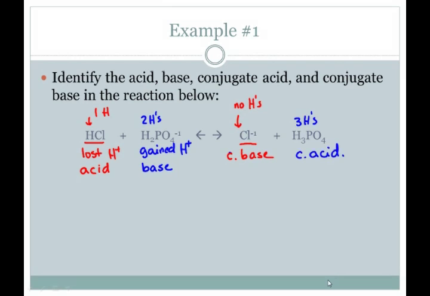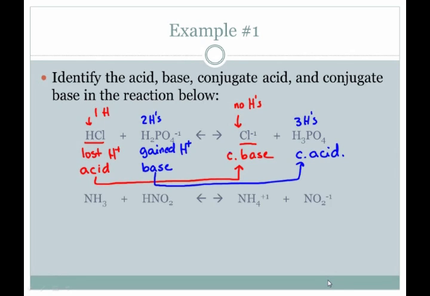The other way I could approach this problem is simply to say, oh, I know what HCl became, and since HCl was the acid, it will become the conjugate base, and since we know that H2PO4 was the base, it will always become the conjugate acid. Either way works, do what you're comfortable with.